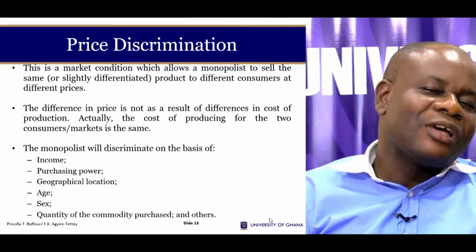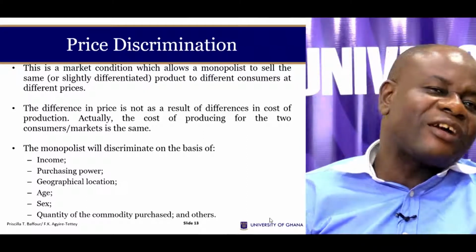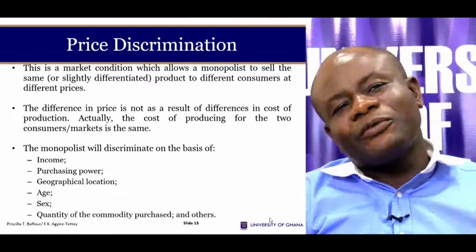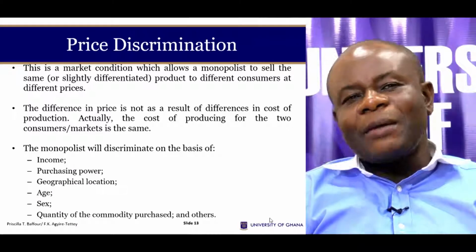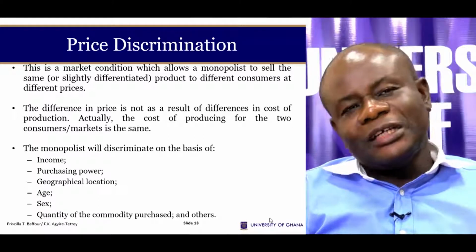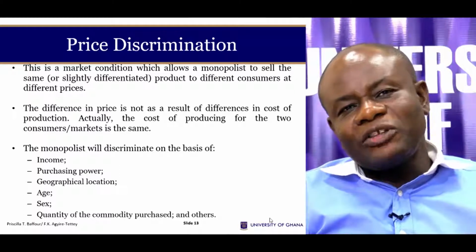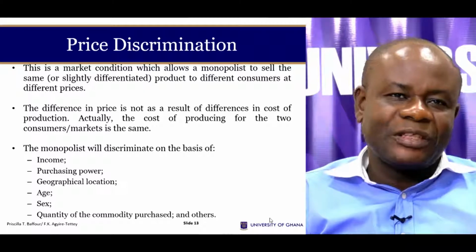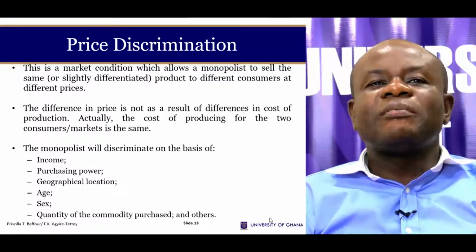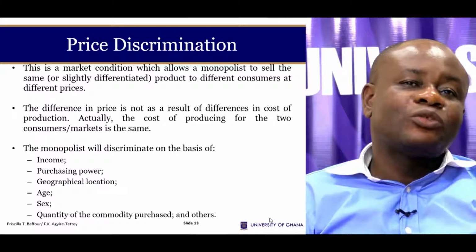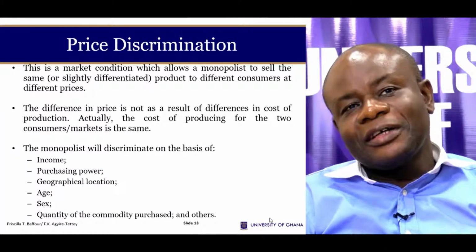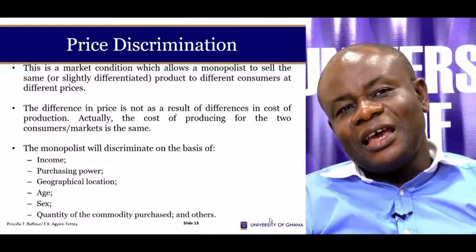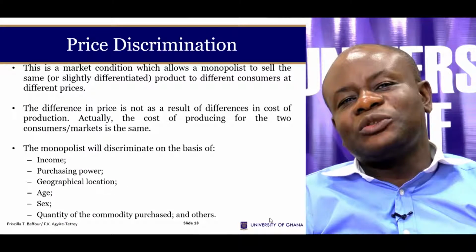Let's take, for example, discrimination occurs many times in our lives, but we do not tend to notice it. Let's take, for example, if I go out there and I purchase bottled water, I'm going to buy it somewhere about 1 cedi per bottle. The monopolist is going to discriminate on the basis of income, the purchasing power of the consumer, the geographical location of this consumer, age, sex, and also on the quantity that you purchase.